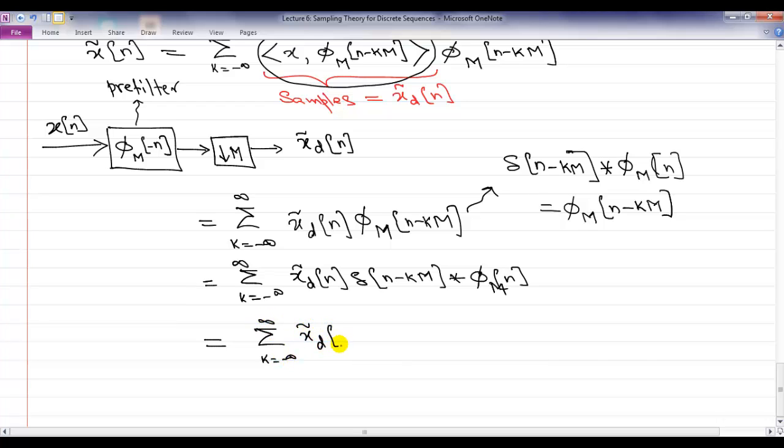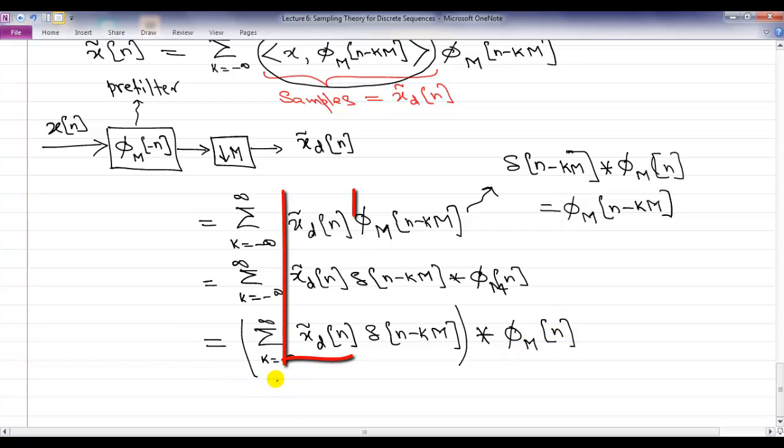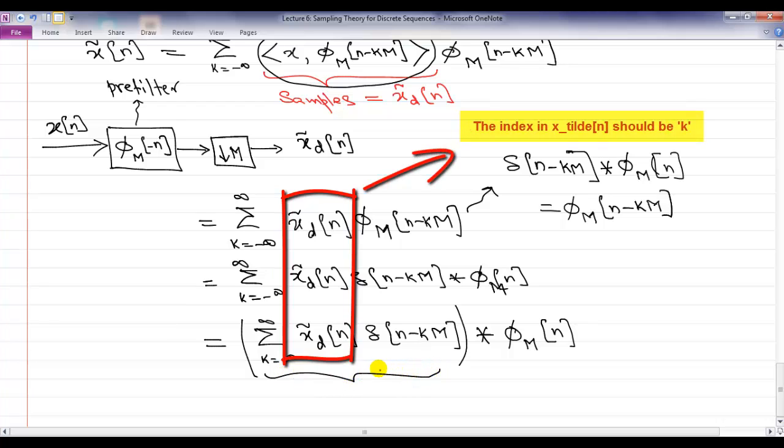x tilde d[n] delta[n minus km], and I just convolve that with phi m of n. If you look at this and try to remember what we talked about earlier, what is this operation doing? This operation is the expansion operation that we talked about earlier.